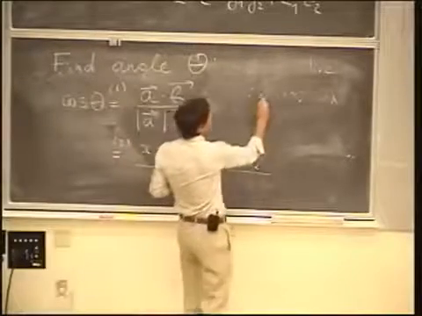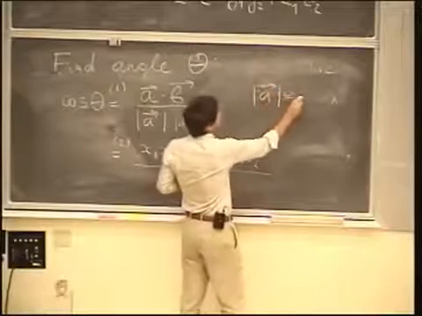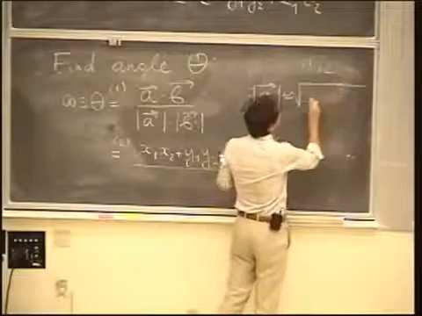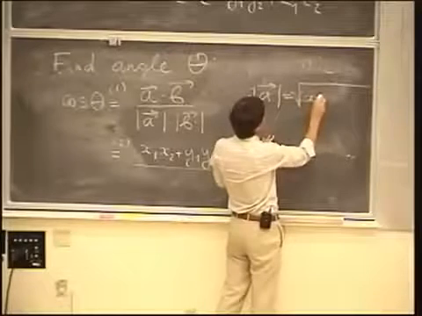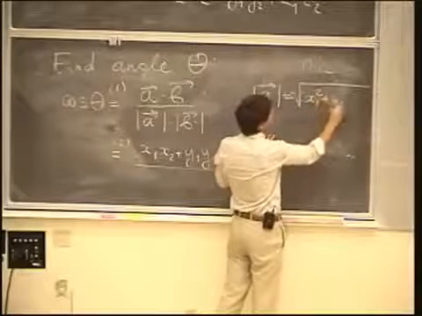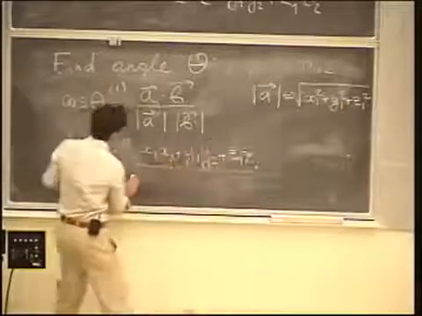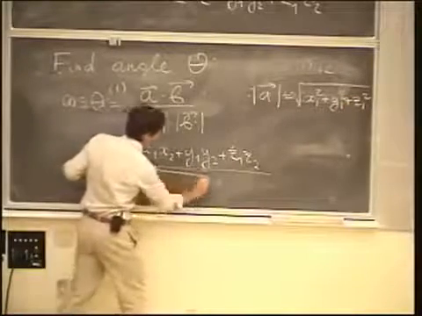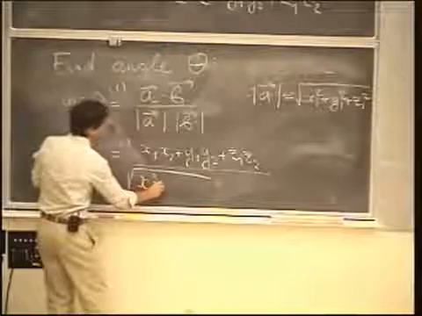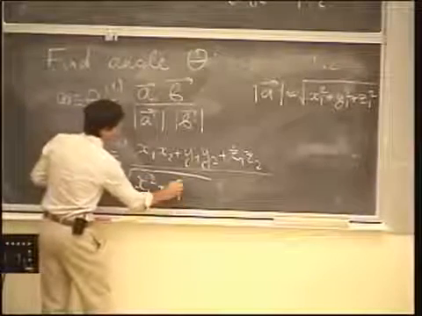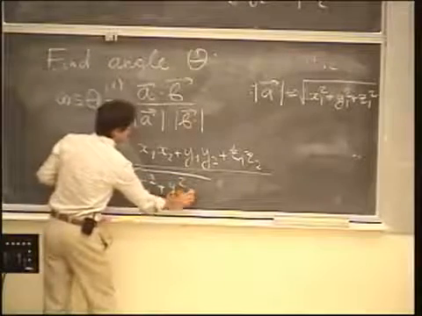But the lengths can also be found from the components. For example, the length of the first one is given by this expression. And likewise for the length of the second expression. So we can write this also very explicitly using the components, or coordinates, if you will.